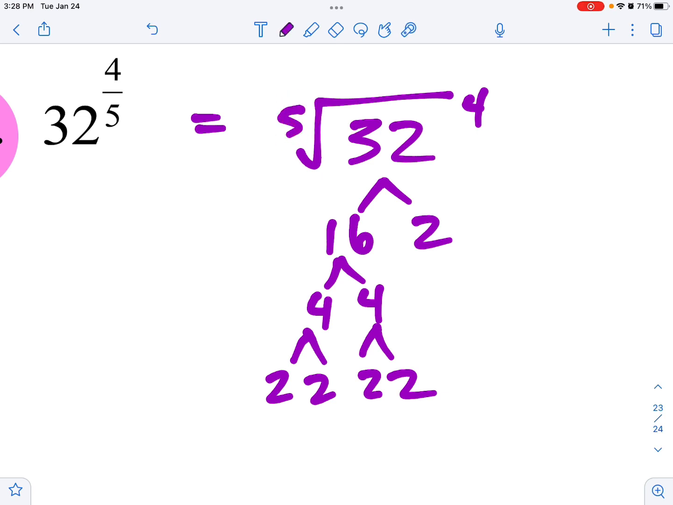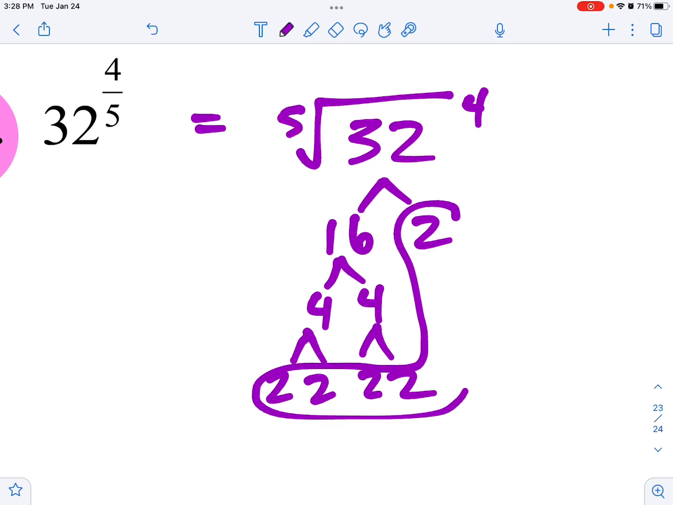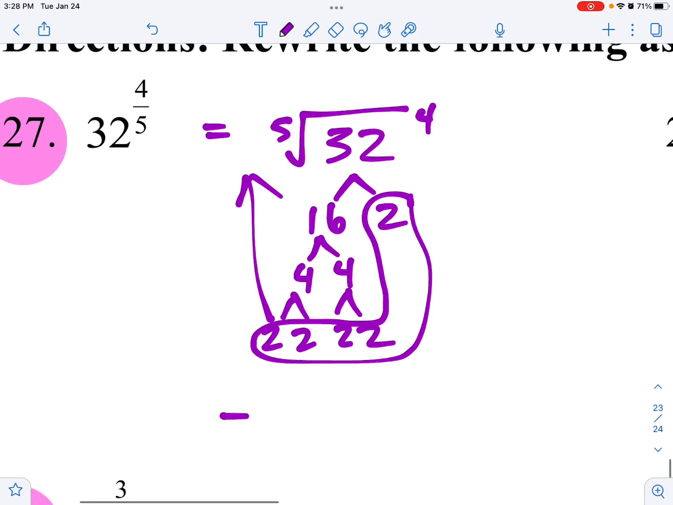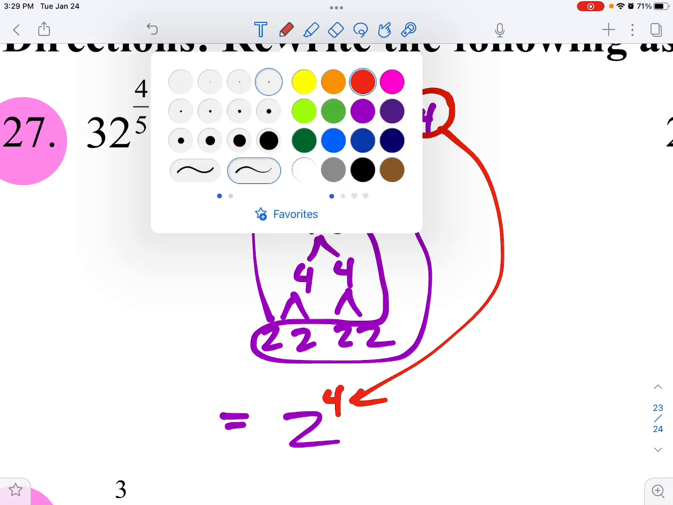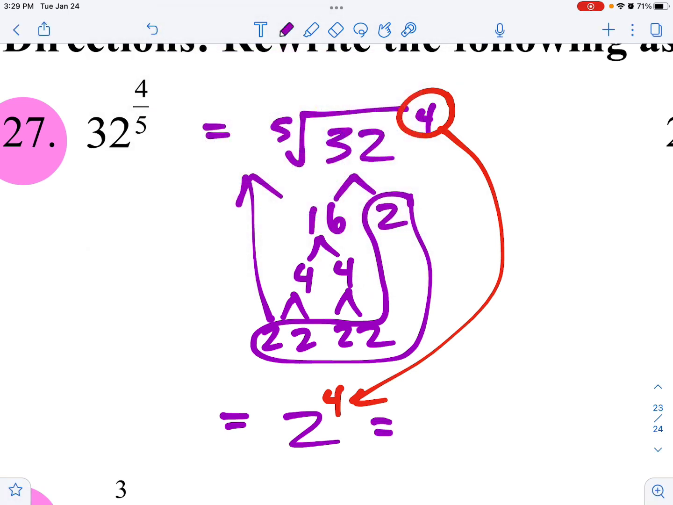I think that 1, 2, 3, 4, 5, those all get out. There are no numbers left over on the inside that have to stay. But remember this 4 that I ignored, that's going to come down, and it's an exponent on the 2. 2 to the 4th is 2 times 2 times 2 times 2, which is 16.